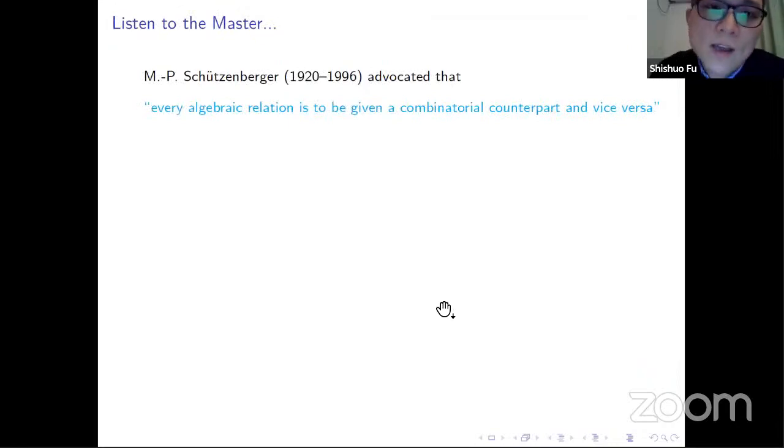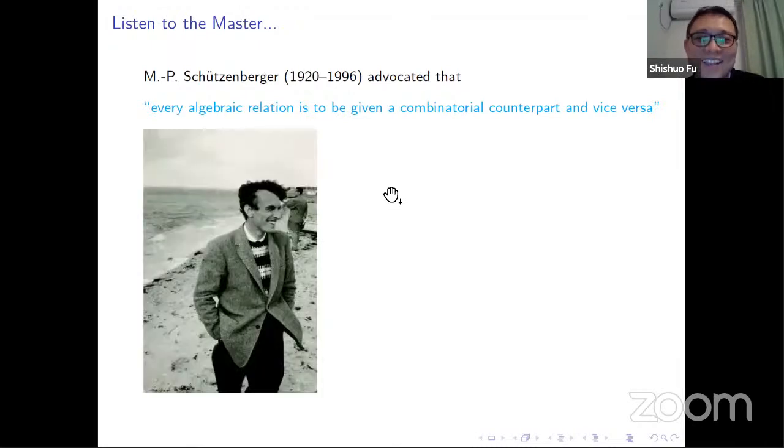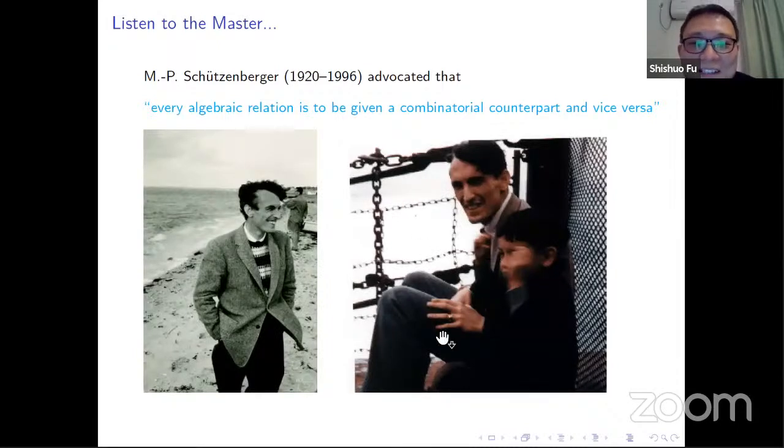But why do we care? Why do we search for combinatorial proofs? So let's listen to the master, shall we? Schützenberger advocated that every algebraic relation is to be given a combinatorial counterpart and vice versa. So we should do that, right? Because the master tells us to do that. So I include two pictures with a happy smile of Schützenberger.